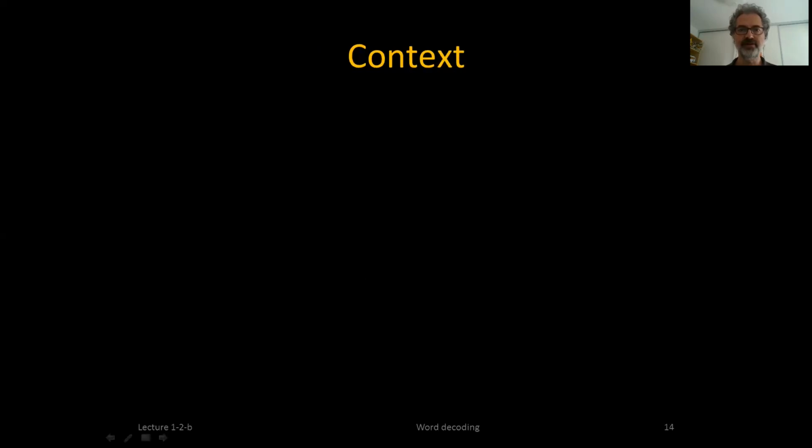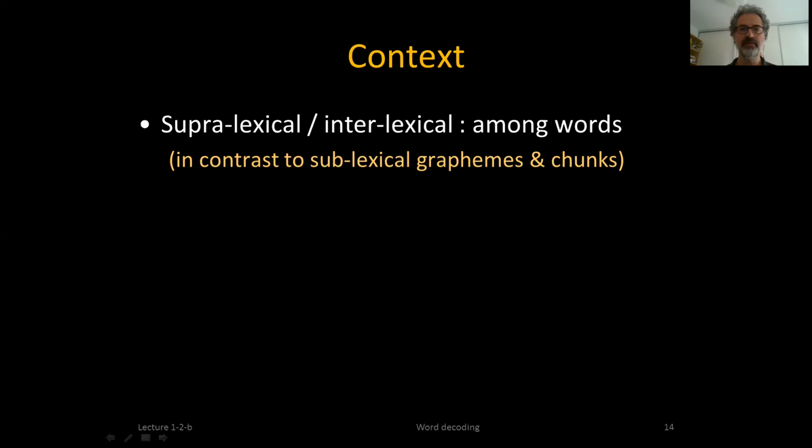Let us turn to the third complication, which has to do with context. When we say context here, we mean other words. So the context of one word being other words, the words before and after it in a sentence. So that's called a supralexical level or interlexical. So this means above a word, and this means between words. And this is in contrast to the context of a grapheme, which is other graphemes, or the context of a chunk, which is other chunks. So we're talking about word context here. We're talking about other words.